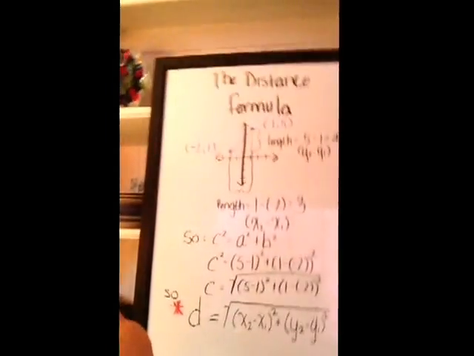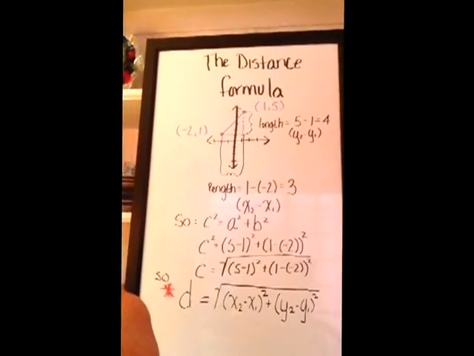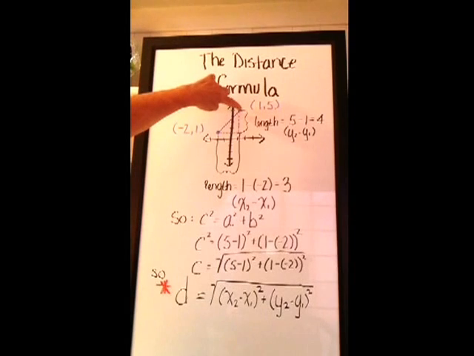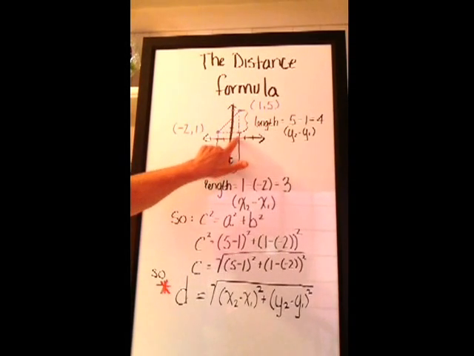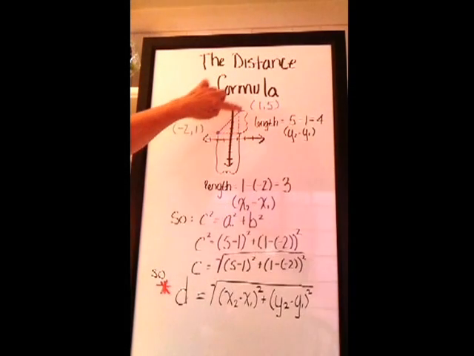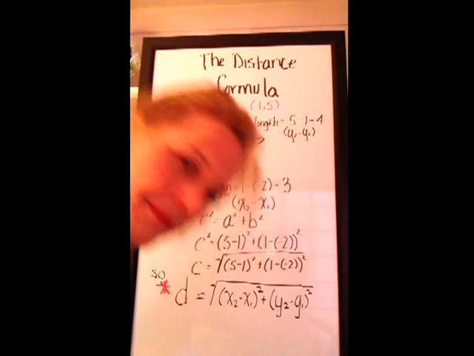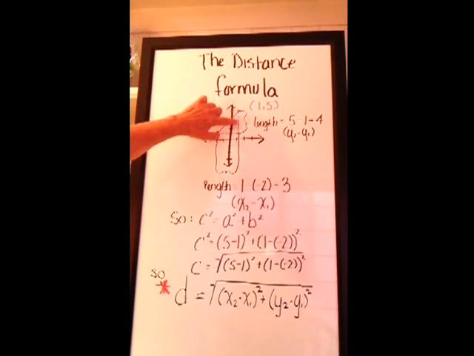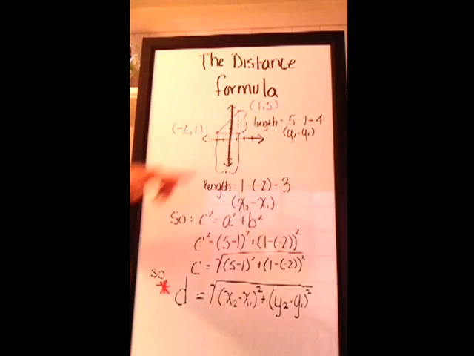And hopefully you'll recall that, so the distance formula is used to determine the distance between 2 points. Say I have these 2 points, (1, 5) and (-2, 1). And I want to know the distance between them. I can see, if I were to draw a right triangle, that this distance is actually the hypotenuse.